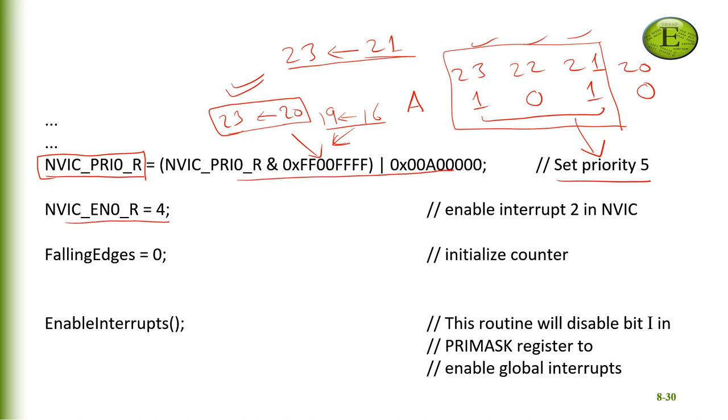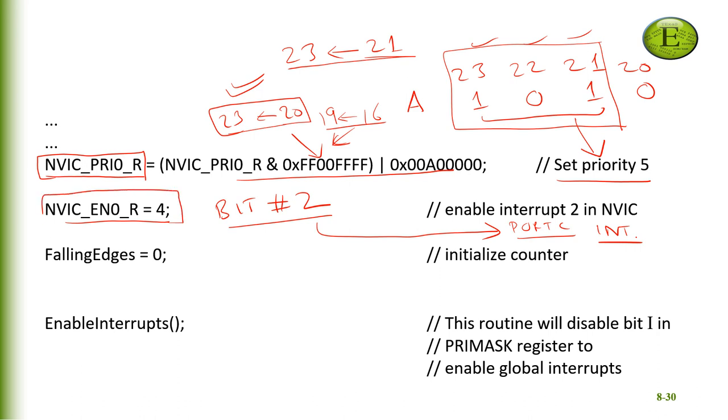And finally, we have to enable the bit in the NVIC enable register. So the port C IRQ, referring back to the NVIC enable table, we note that bit number 2 corresponds to the port C interrupt. Therefore, I set the NVIC enable register equal to 4.